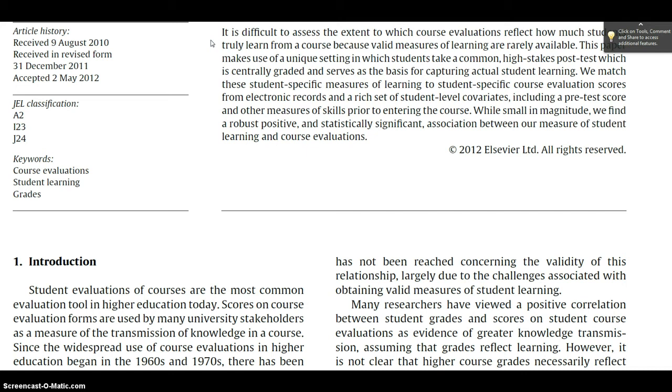While small in magnitude, we find a robust, positive, and statistically significant association between our measure of student learning and course evaluations. So that last sentence identifies for us a summary of the major finding, and it also tells us what this article contributes: essentially these researchers have overcome this challenge of determining the relationship between course evaluation and student learning, because they're finding in their research a statistically significant association between using that post-test, which is their unique contribution, and course evaluations. So that steps you through the abstract.